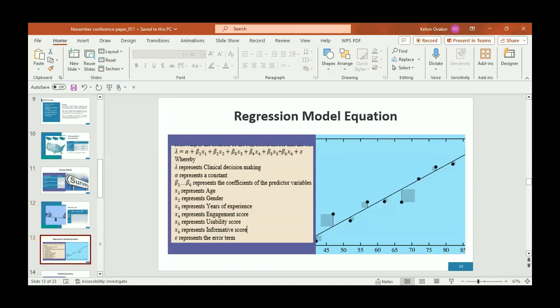Now, looking at the regression model equation, you can see the beta, which represents the coefficient of the predictor variables, while S1 represents the age. The CDM is the dependent variable, while the age, the years of experience, and the likes are the engagement score, the usability score, informative score, and the likes. They are the independent variables.